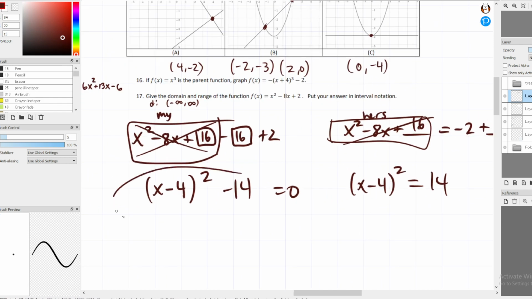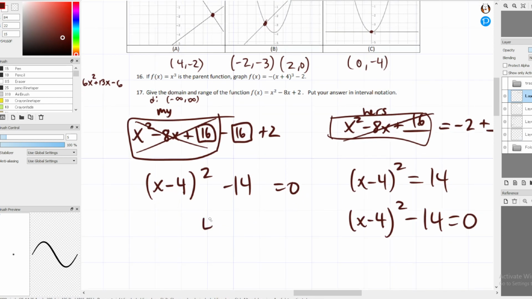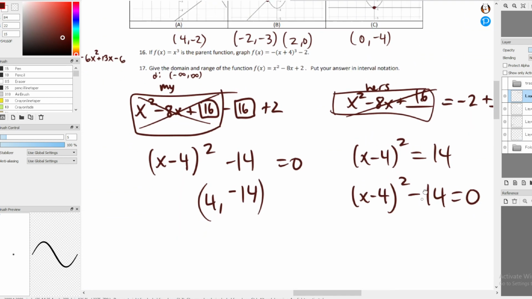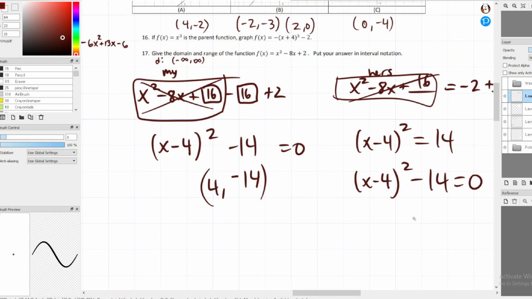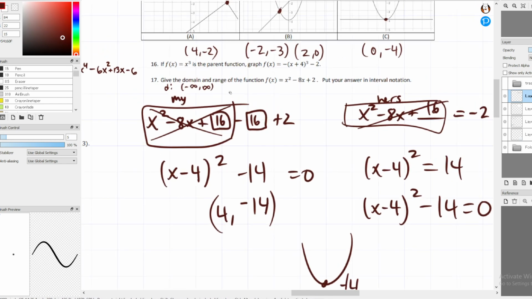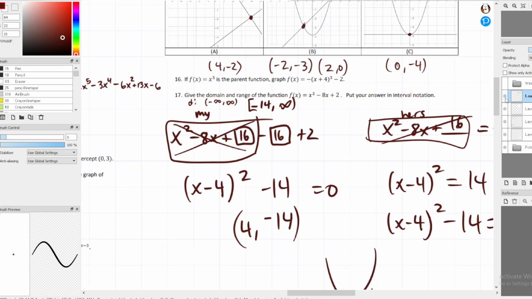This is vertex form on my side, but we need to move the 14 over on her side. And to find the vertex, it's usually going to be positive 4 comma negative 14. Now it's not asking us for the vertex though, it's asking us for the domain and range. Because the coefficient of our x squared is positive, it's going to be looking like this, and it's going to be at negative 14 as its lowest point. So our lowest point is negative 14. And then it goes all the way to infinity, and infinity usually is a soft parenthesis.